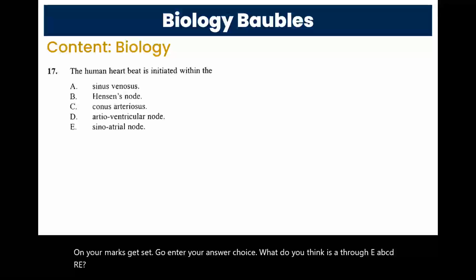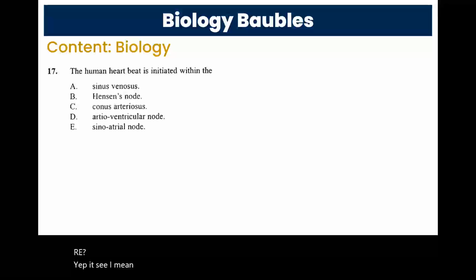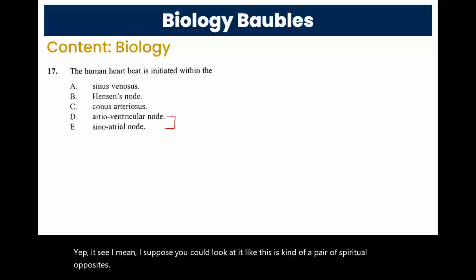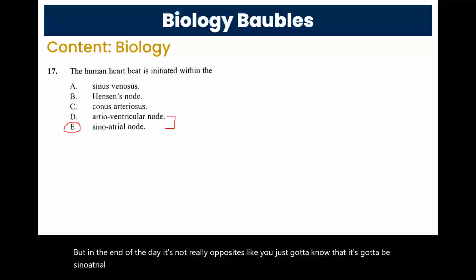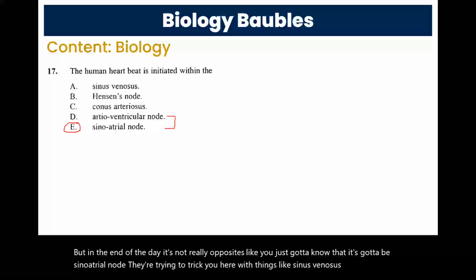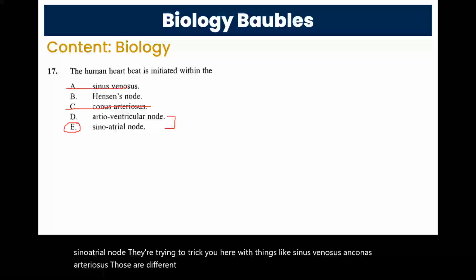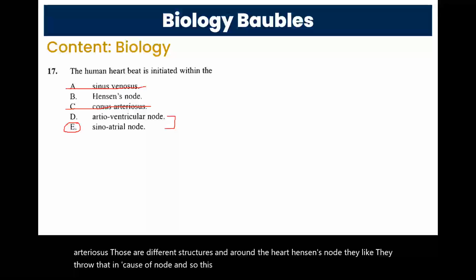Yep, it's E. I suppose you could look at it like this is kind of a pair of opposites, but at the end of the day, it's not really opposites. You just got to know that it's got to be sinoatrial node. They're trying to trick you here with things like sinus venosus and conus arteriosus. Those are different structures in and around the heart. Henson's node, they throw that in because of node. And so this one, you just got to know. Sometimes these questions are just straight up, you got to know it.